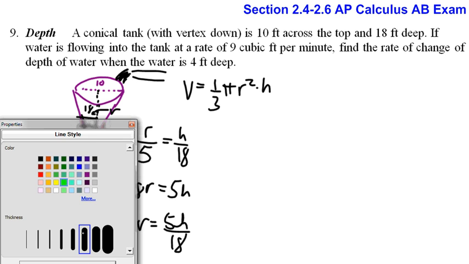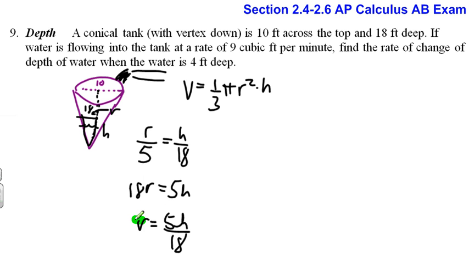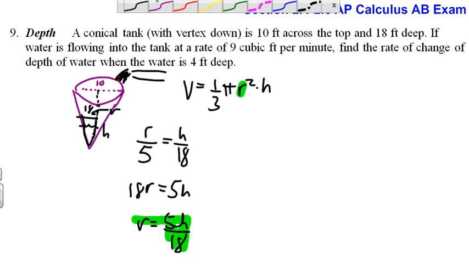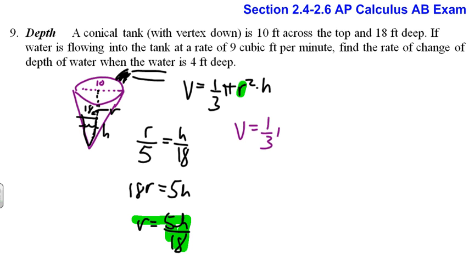As I do this real quick here, I can substitute this guy right here for this guy right here. So let's go ahead and substitute and see what we get. Volume equals 1/3 times pi times R. I'm going to replace R with 5H over 18, squared, times H.